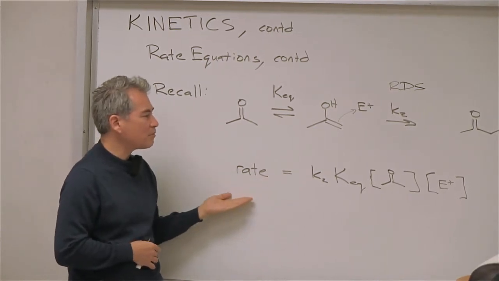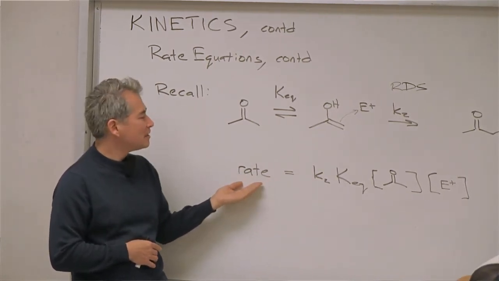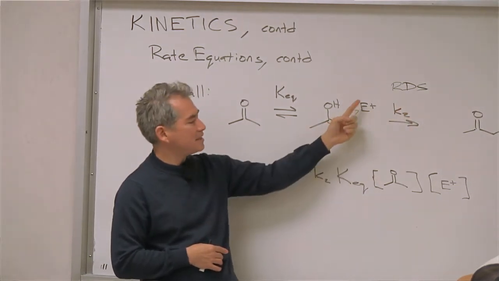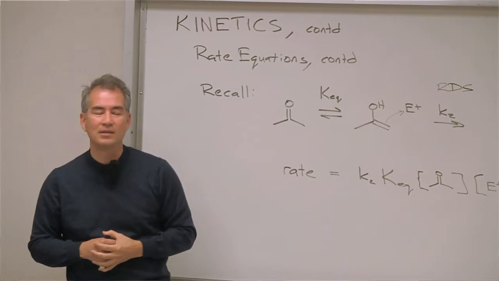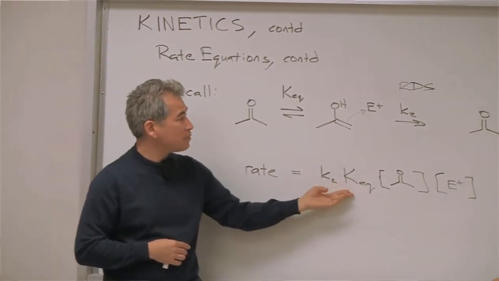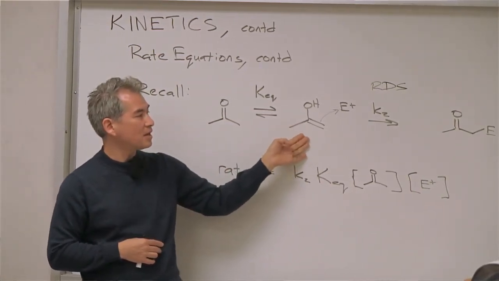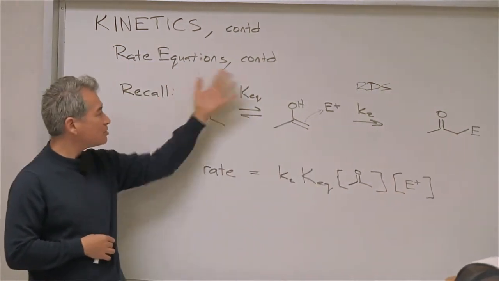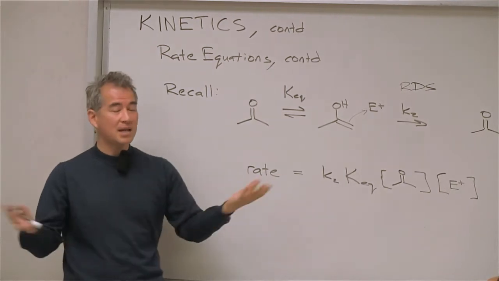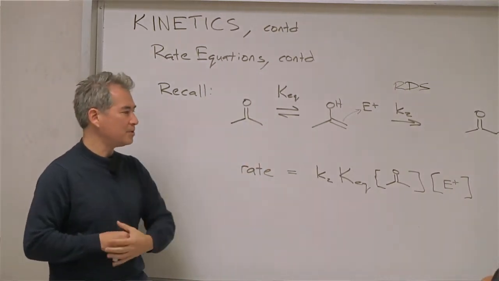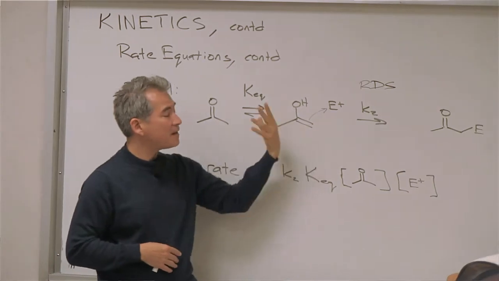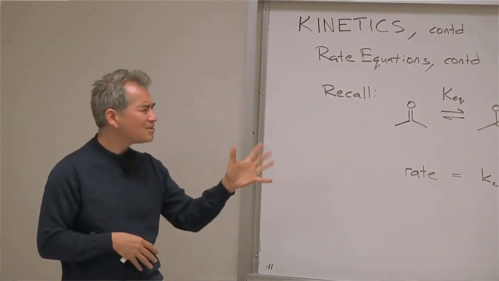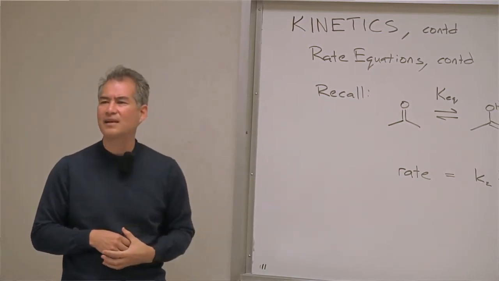The important point is your rate equation will look something like this. Rate is equal to some rate constant for the slow stuff. How fast does this enol attack an electrophile? And then it'll be related to the equilibrium constant. If I have more of this, I'll form product faster. And then it'll depend on the concentrations. If I throw 10 times more ketone in, I'll have 10 times more product forming per unit time. If I have 10 times more electrophile, my reactions will be 10 times faster. Everything about that equation will make sense. And if it doesn't all make sense, then you've done something wrong deriving that equation.